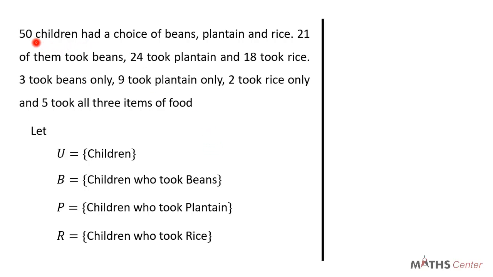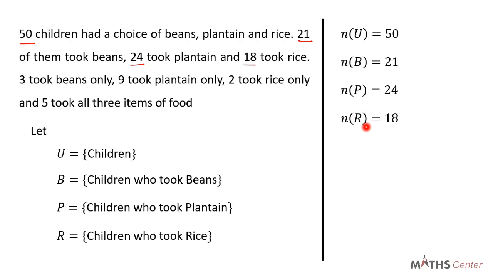The question says that 50 children had a choice of beans, plantain, and rice. So it means that the total number of children is 50. So the number of U is 50. It goes on to say 21 of them took beans. So the number of children who took beans is 21. So number of B is 21. 24 took plantain. So number of P is 24. And 18 took rice. So number of R is 18.